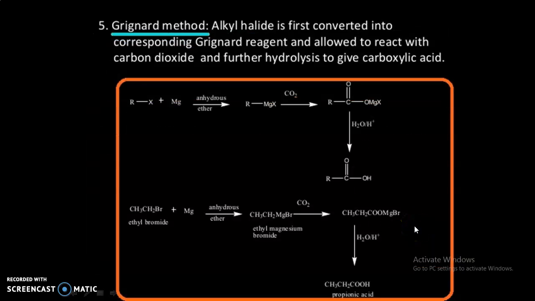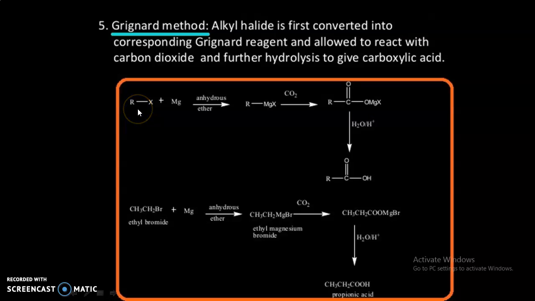Next method of preparation of carboxylic acid is Grignard's method. Grignard's reagent, that is RMgX, reacts with carbon dioxide to form an addition product that can be hydrolyzed to carboxylic acid. Alkyl halide is first converted into the corresponding Grignard's reagent and allowed to react with carbon dioxide and further hydrolysis to give carboxylic acid.